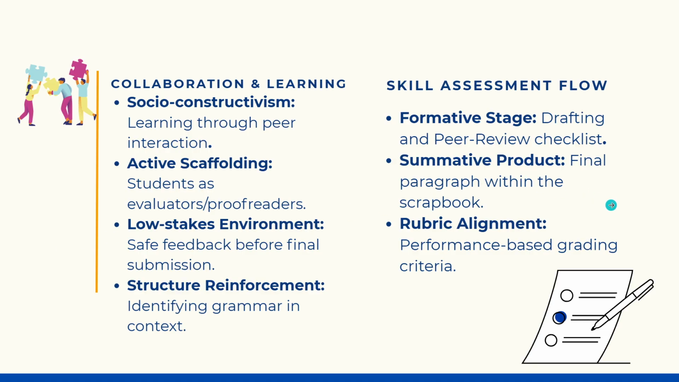The last question is how is the selected skill, writing, assessed through the activity? The skill is evaluated systematically across two main stages. We have a formative stage, which takes place during the drafting phase using the peer review checklist. This is followed by the summative product, where the final paragraph embedded within the scrapbook is graded. This ensures strict rubric alignment, where performance-based grading criteria directly measure if the students achieve the A2 learning objectives. Thank you.